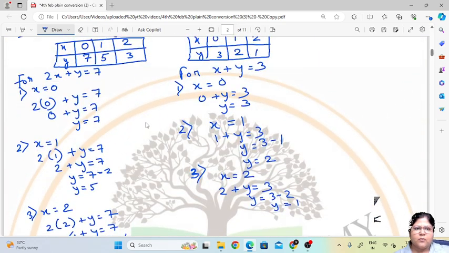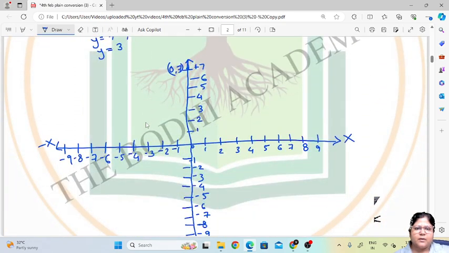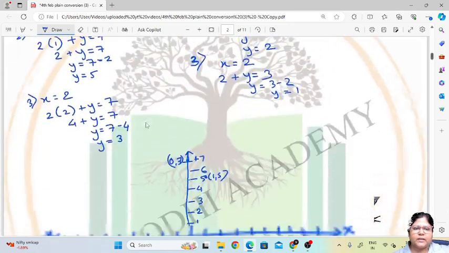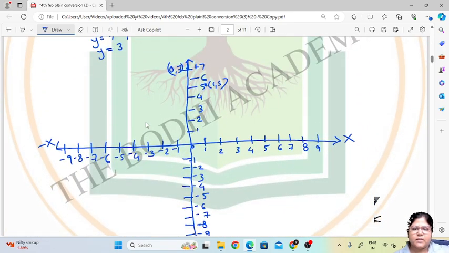Okay, next, when x is 1, y is 5. When x is 1, y is 5, you go straight to 5. So this is your 1 and 5 point, 1, 5. Then coming to the 2 and 3, when x is 2, y is 3. So this one is 2, 3. Now you just have to join the dots.